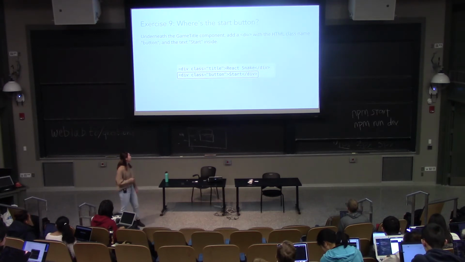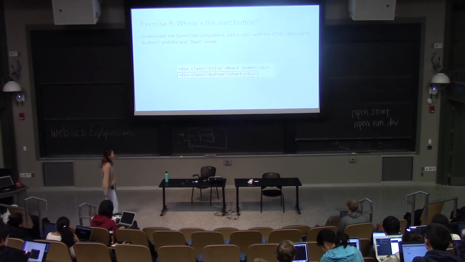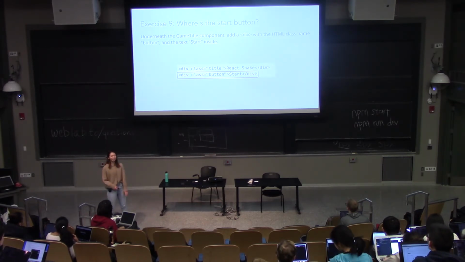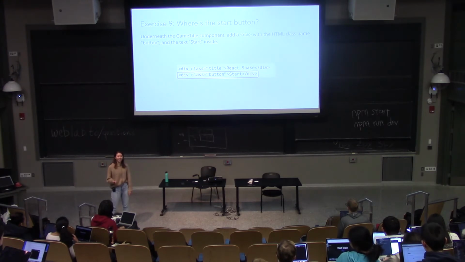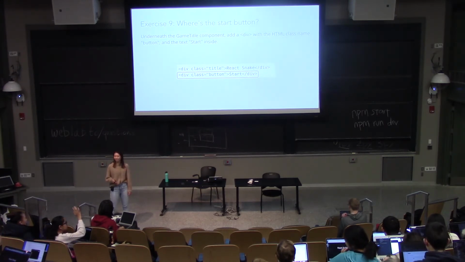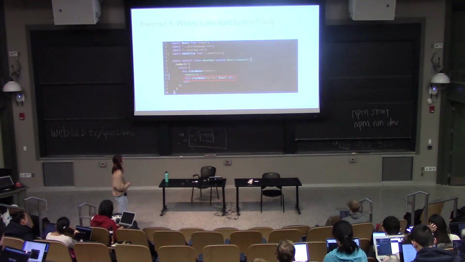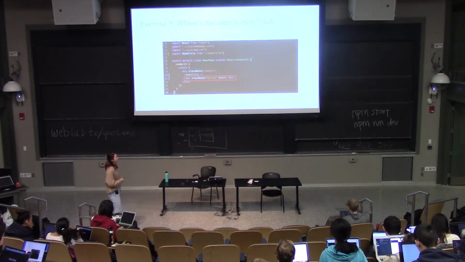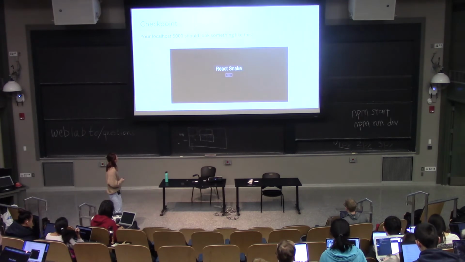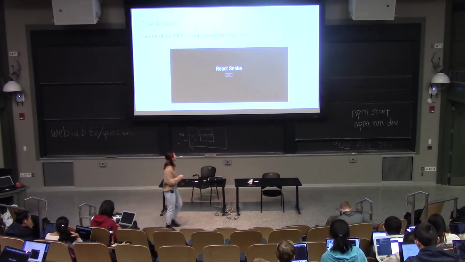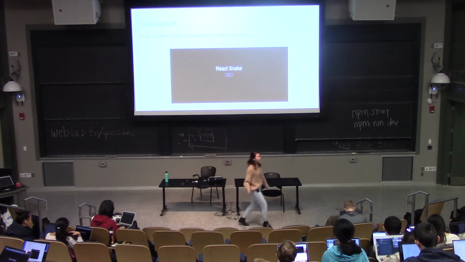So putting this in this div class, we can style it with this name however we want. It gives us more control. Can you guys raise your hands if you see the title and the start button? Okay, great. So I'll leave that. This is the solution, and I'll leave that on the side for you. This is what your Local 5000 should look like. If it's not, raise your hand and the staff will come help you.